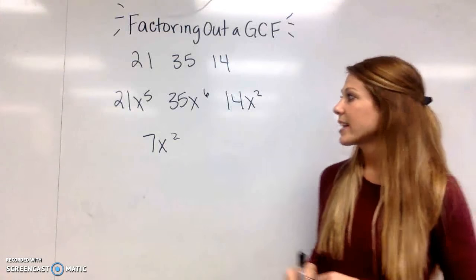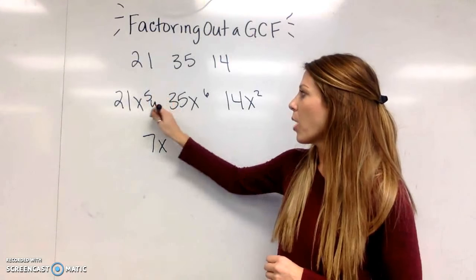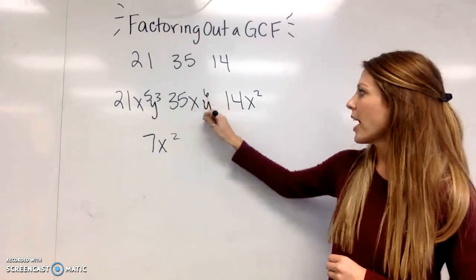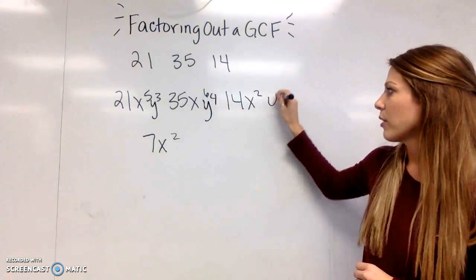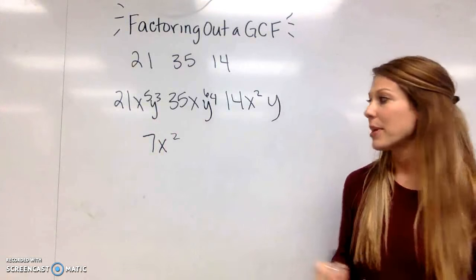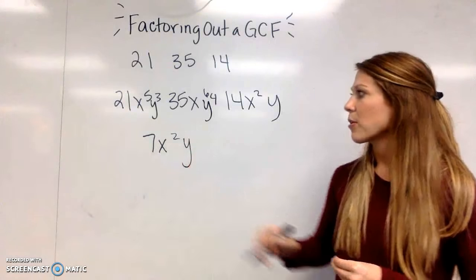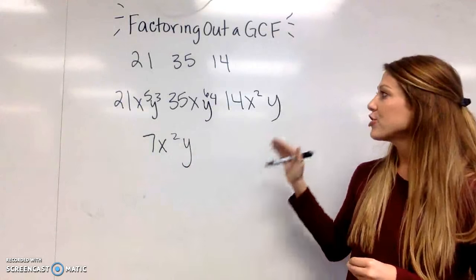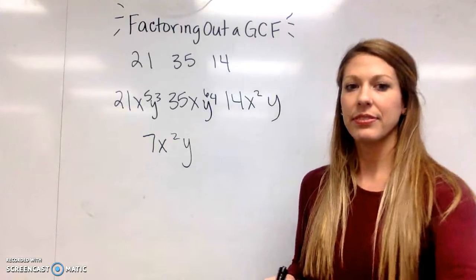All right, now what if I added some more on? What if I added a y to the 3rd here, a y to the 4th there, and a y right here? So now, not only do they all have a 7 in common, they all have an x squared in common, but they all also have a y in common. And I can just say y because this one only has y to the exponent of 1. So I can only include y to the first power as my greatest common factor.